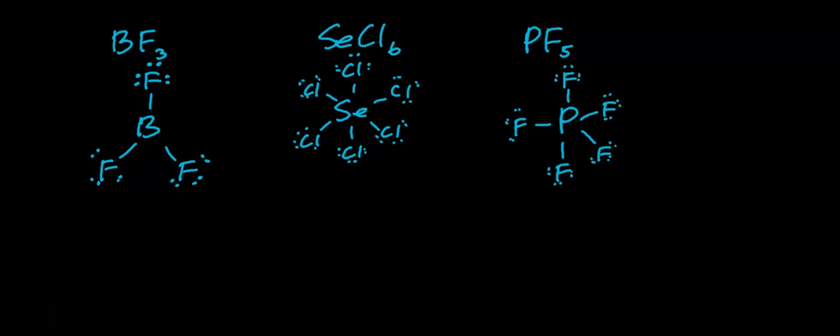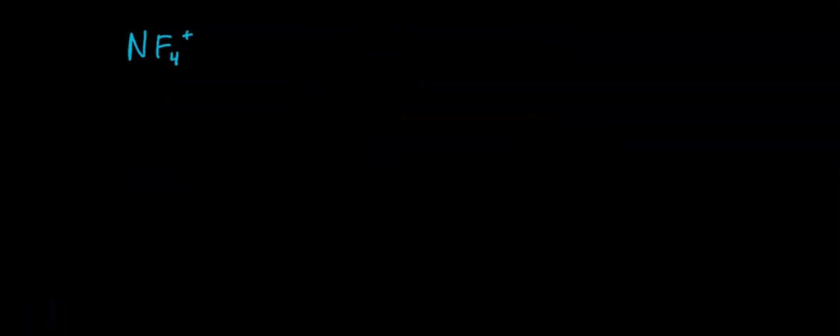All right, let's try another one. Draw the Lewis structure for this polyatomic ion. Notice it has a positive charge. Look back in your notes and see what to do with that positive charge. Everything else is the same. We have one additional step at the end that I'll show you. So go ahead and draw a Lewis structure for this. Pause the video now.